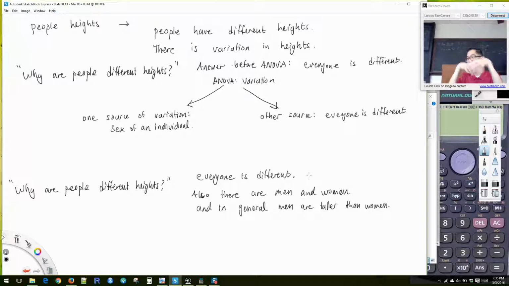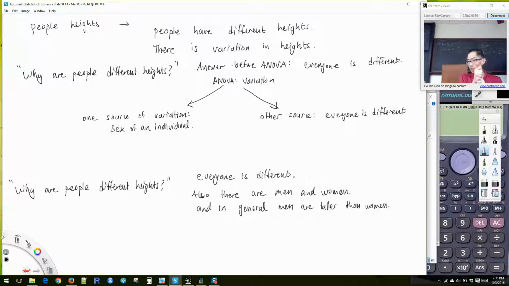Okay? Does that make sense? And that's what we're doing with ANOVA. We're just trying to break apart that variation into different sources: one being group differences, and the other being individual differences. With one-way ANOVA, we're just picking one other source other than individual variation. So we'll have different groups for that one other source of variation.